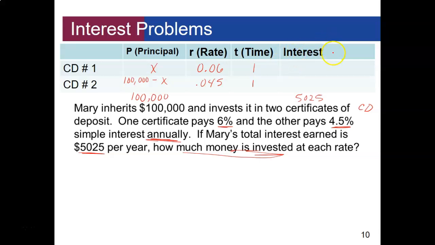Our interest is principal times rate times time. So we've got principal, rate, and time, and I'm just going to multiply across. I have 0.06x here, and here I'm going to have 0.045 times 100,000 minus x.